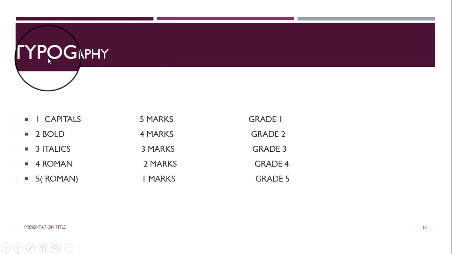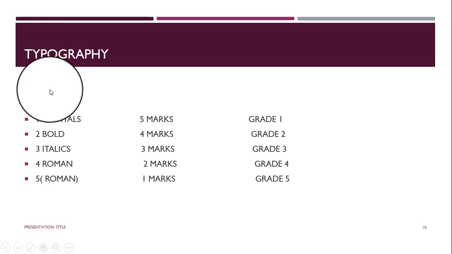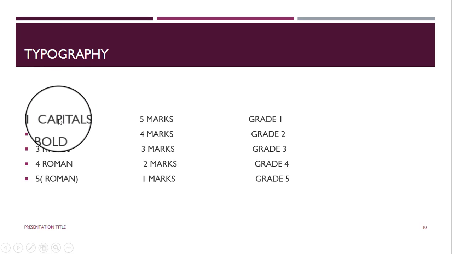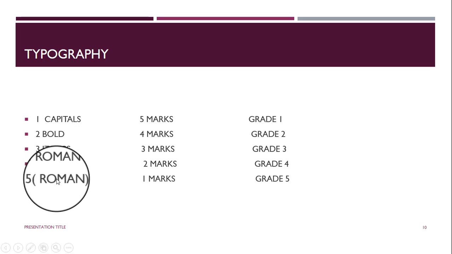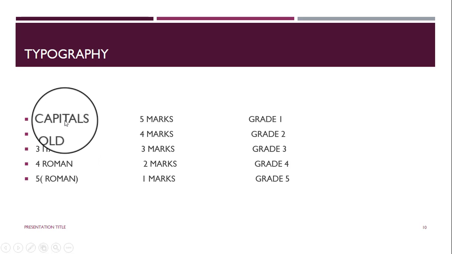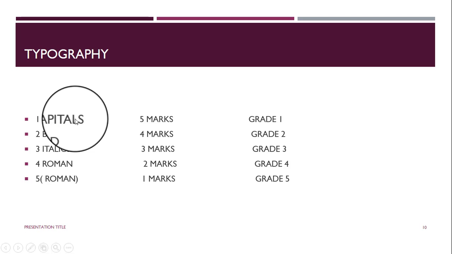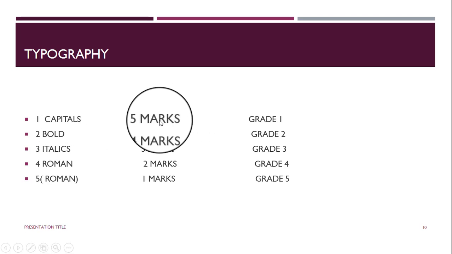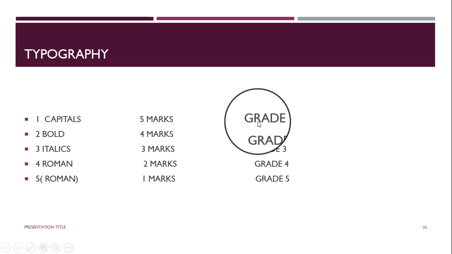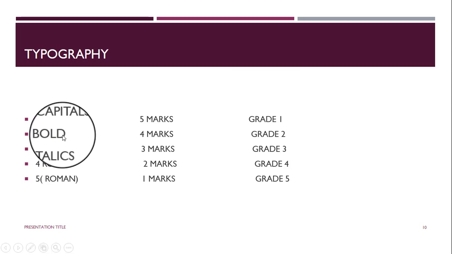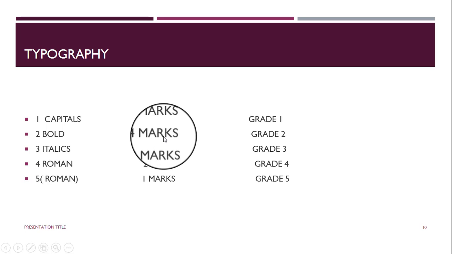So you can see here 5 types of typography. The first one is capital letters, then bold, then italics, then Roman, and Roman in brackets last. So the first one is capitals. Bonning-Hassan gave capitals 5 marks, and it was the first grade. Second, that is bold. He gave 4 marks to bold, and it is the second gradation.